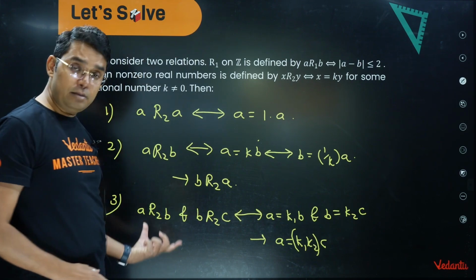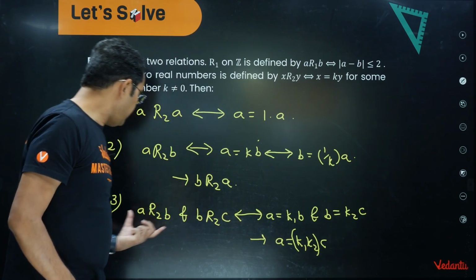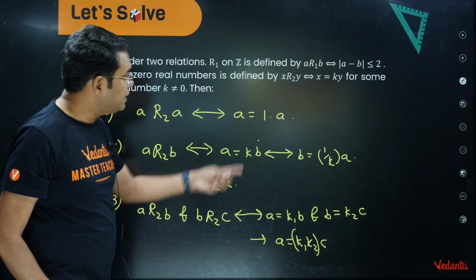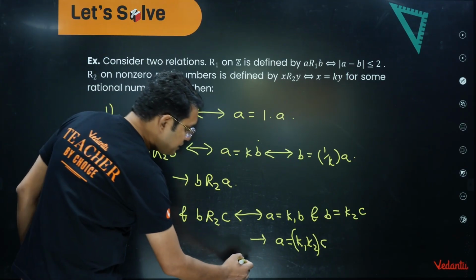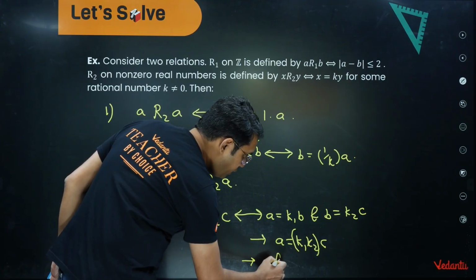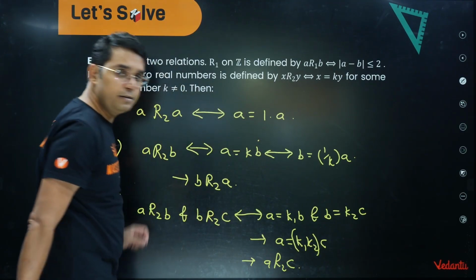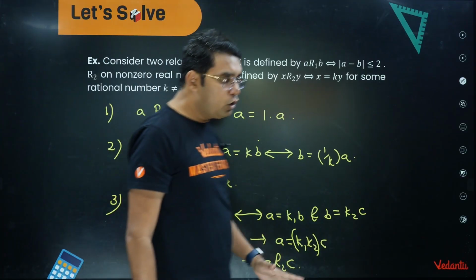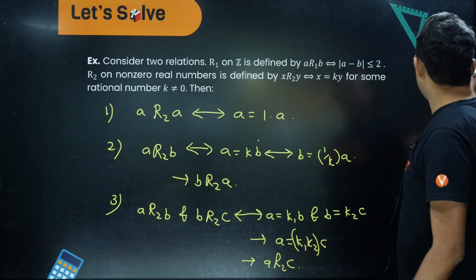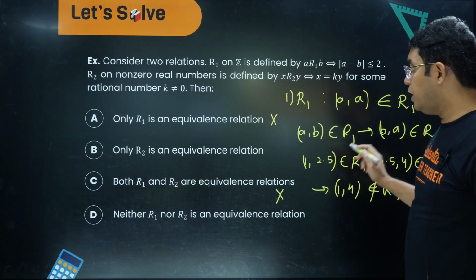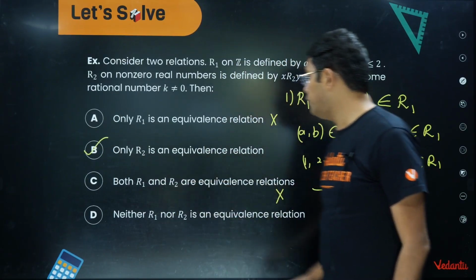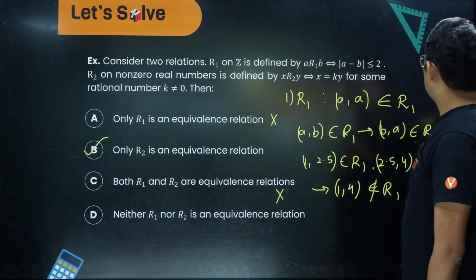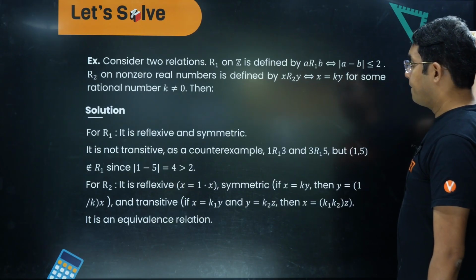That means this relation for A comma C is also satisfying this condition. So I can say A is related to C. That means this relation is transitive also. So R2 is all three. That means R2 is an equivalence relation. So I'll go with only R2 is an equivalence relation. This D is wrong. Okay. So this question is done.